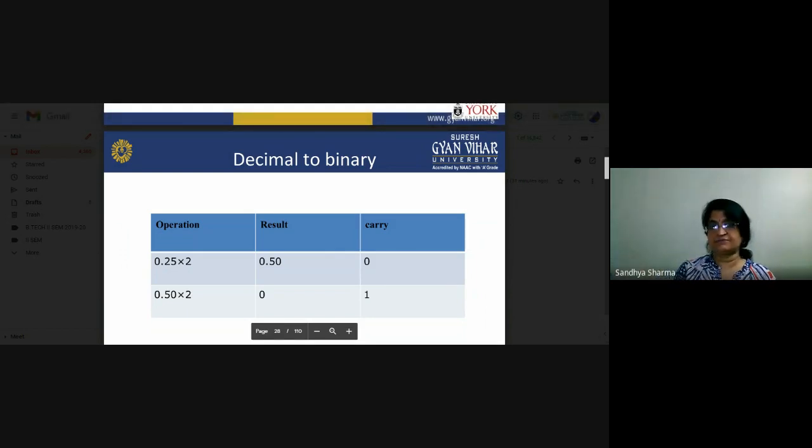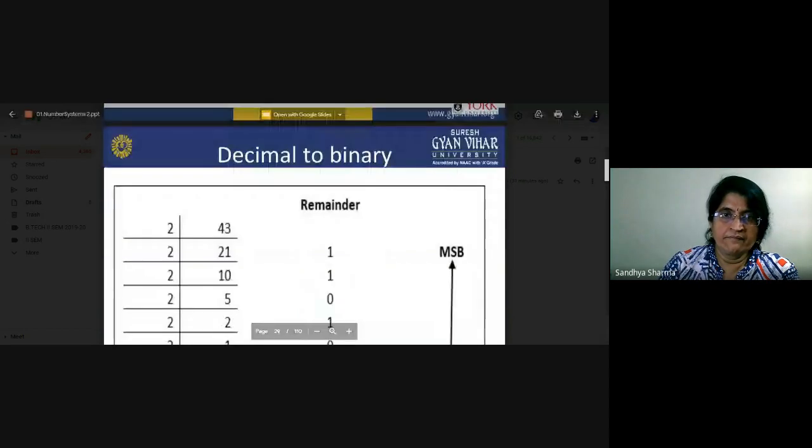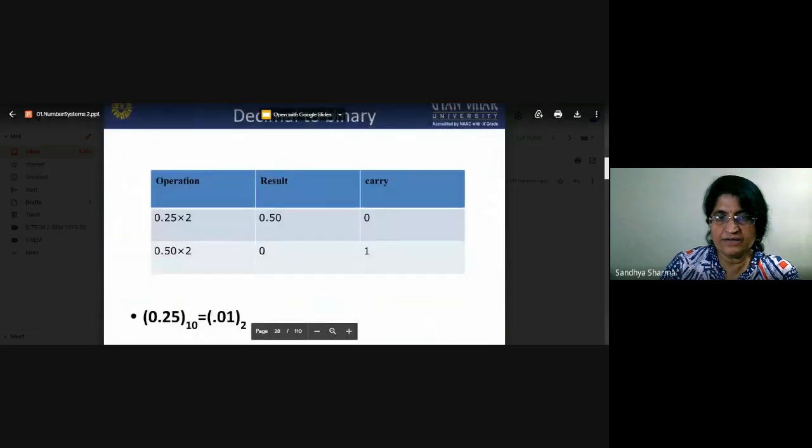So we have two steps. When you convert your decimal into binary, you have two parts: one is the integer part and another is the fractional part. For the integer part, you always divide by the base. To convert your fractional part, you multiply by the base. You should always remember this rule, and it is applicable everywhere when you convert your system into binary. Just see here, 0.25 is equal to 0.01.